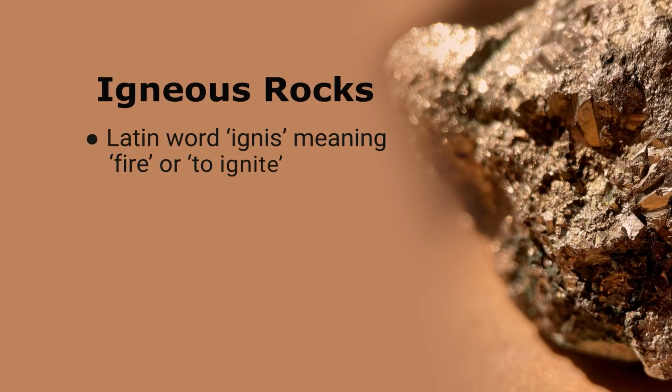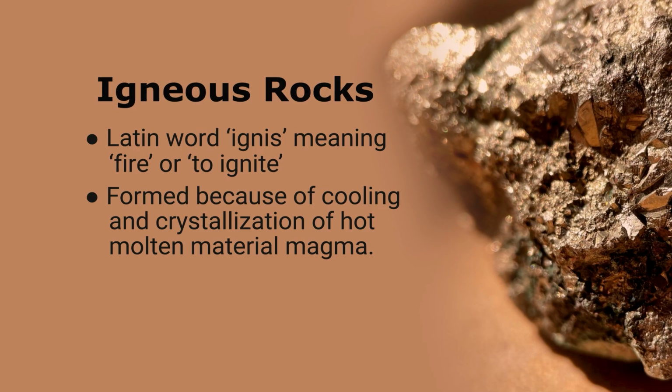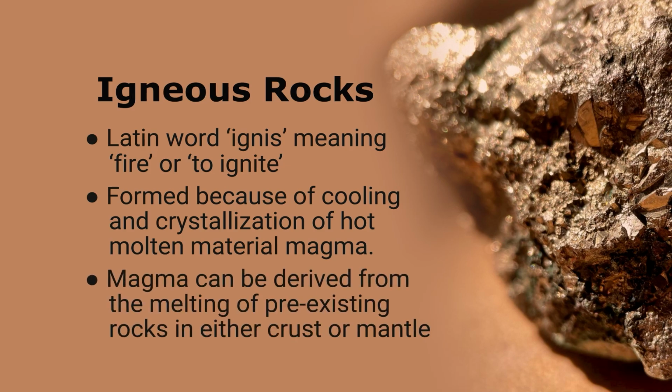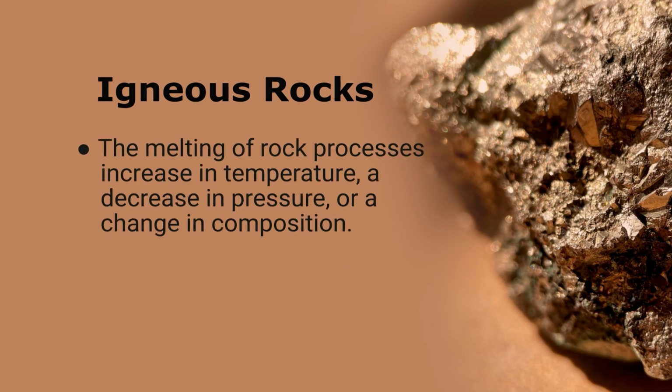Now let us see the word igneous rock. It is derived from the Latin word ignis. Ignis means fire or to ignite. Now they are formed because of cooling and crystallization of hot molten material, magma. Magma can be derived from melting of pre-existing rocks, and these rocks can be in the crust or in the mantle. The melting of rock occurs because of either an increase in temperature, a decrease in pressure, or a change in composition.